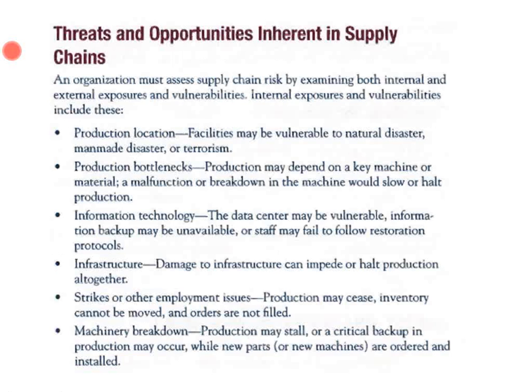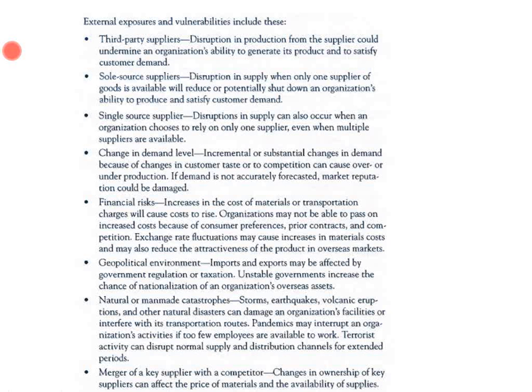Now on the threats and opportunities, it goes to product location, production location, because they're vulnerable to natural disaster. These are the things that a risk manager would have to keep in mind, or I would say leadership, if they're going to buy a new facility. What do they need to consider as part of the risks with their operations when it comes to supply chain? Production bottlenecks, infrastructure, strikes, or machinery breakdown can be part of that.